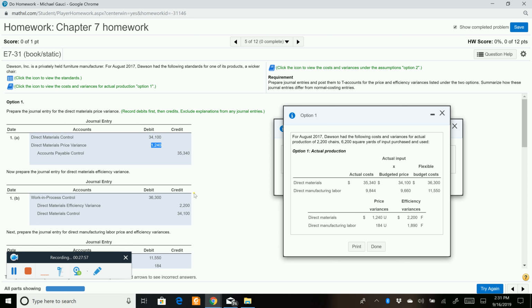Now let's take a look at actually taking the direct materials purchased and moving them onto the assembly line. That is the next step. When we move the materials onto the assembly line, we are going to increase the WIP account.